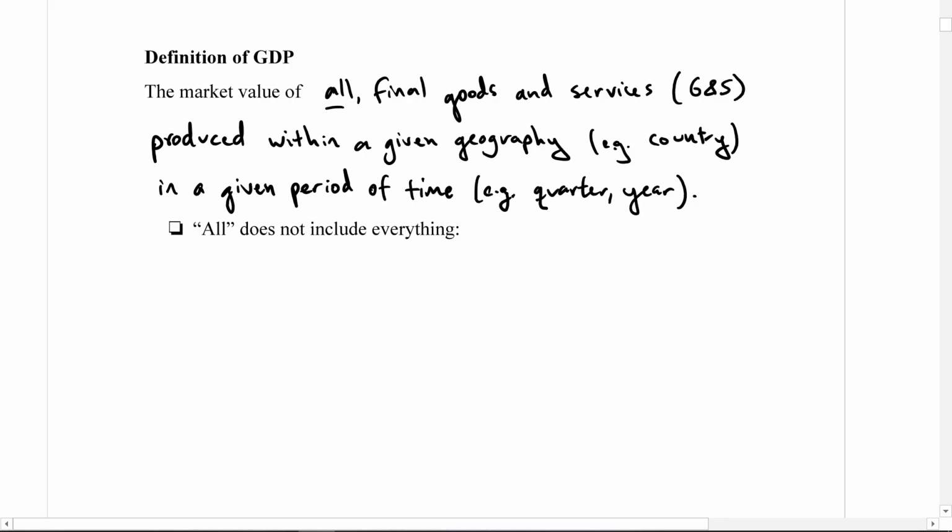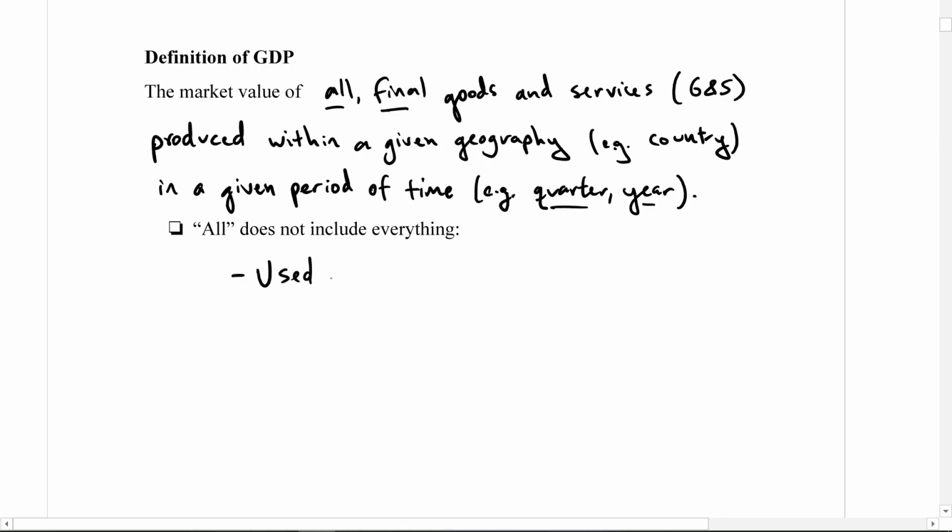Okay, so all final goods and services produced within a given geography in a given period of time. And we're going to talk a little bit more in detail about this idea of all and this idea of final goods and services. And then the other parts can hold, whether we're talking about countries, regions, quarters, years, months. Most commonly, quarters are measured, quarterly GDP and annual GDP. But you could look at it at a couple other time intervals. Okay, but all goods and services does not include everything that's sold in a year, for example. So let's talk about some of those.